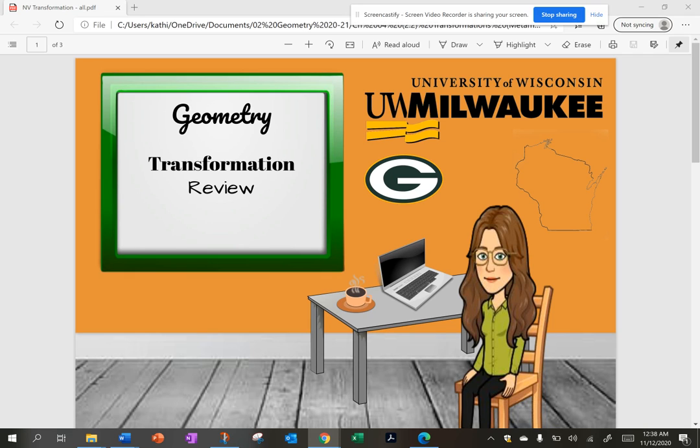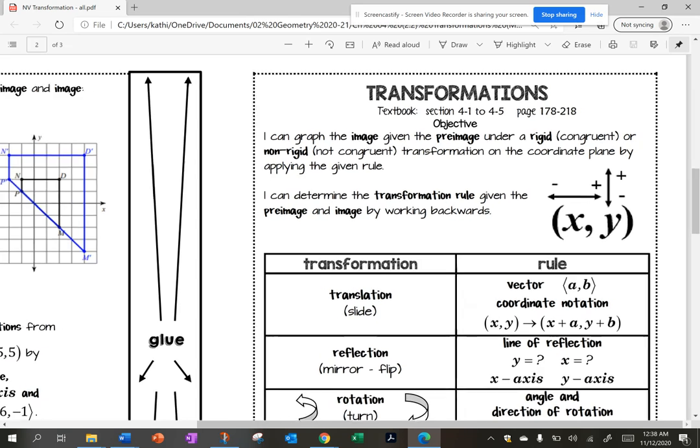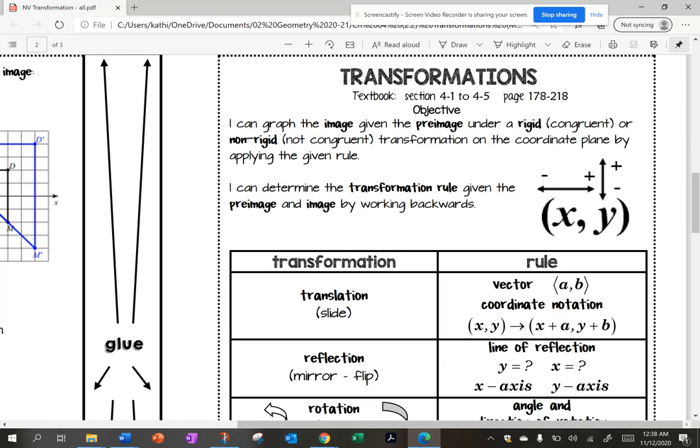Today's lesson is a review for transformations. So let's start with, I can graph the image given the pre-image under a rigid or non-rigid transformation on the coordinate plane by applying the given rule. And I can determine the transformation rule given the pre-image and the image by working backwards. So just to review, the pre-image is my first figure, and my image is my second figure.